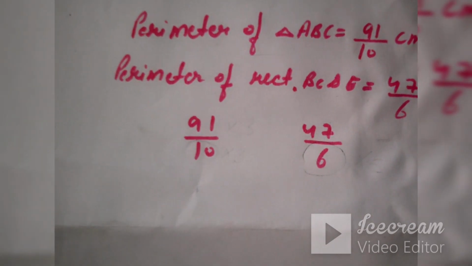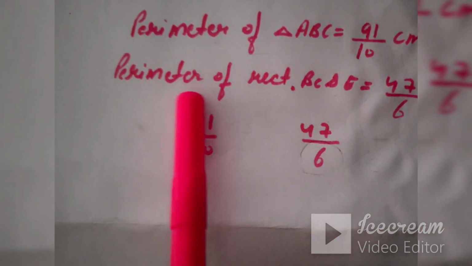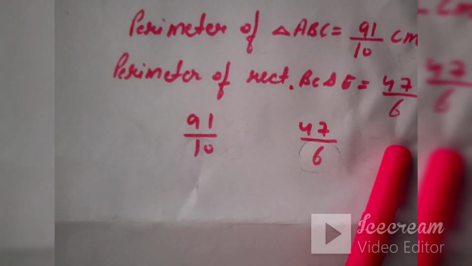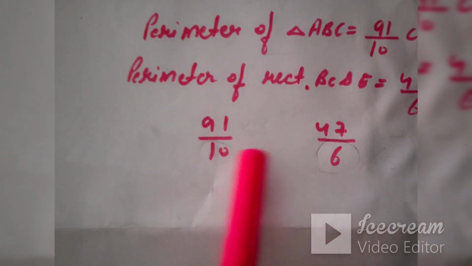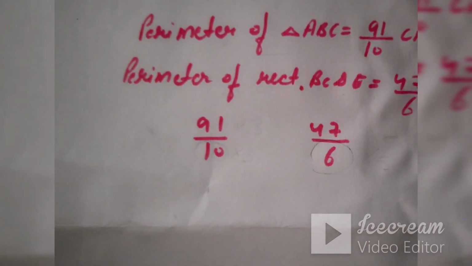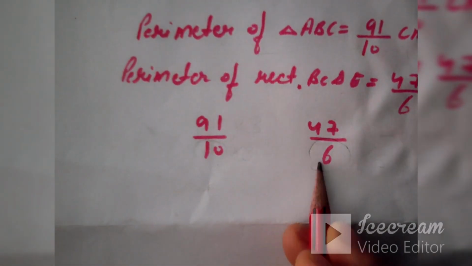तो उसके लिए आप क्या करेंगे? हमें पता है कि ट्राइंगल ABC का पैरीमीटर हमारा 91 by 10 सेंटीमीटर आया, और पैरीमीटर ऑफ रेक्टेंगल BCDE हमारा 47 by 6 सेंटीमीटर आया. इसके लिए आपने क्या करना है? दोनों के पैरामीटर्स हमने लिख लिए. अब हम इसे कंपेयर करेंगे. कंपैरिजन करने के लिए आपने क्या करना पड़ेगा? आपने दोनों के डिनोमिनेटर सेम करने हैं.